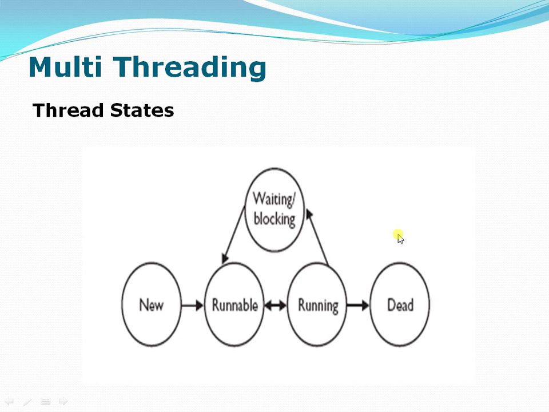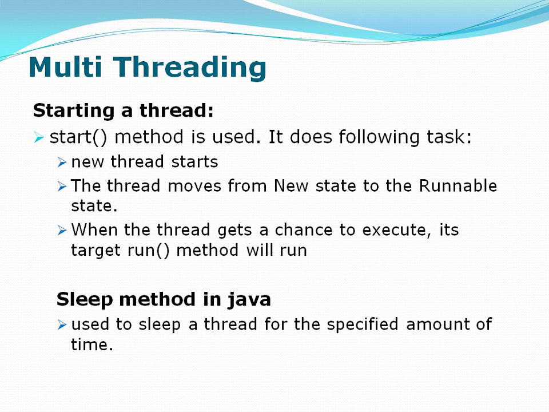Any doubt in thread state? So these are the 5 states, very important states. We have already seen what starting a thread is. The start method is used to start a thread. It creates a new thread, and the thread moves from new state to runnable state. When the thread gets a chance to execute, the run method will be running.